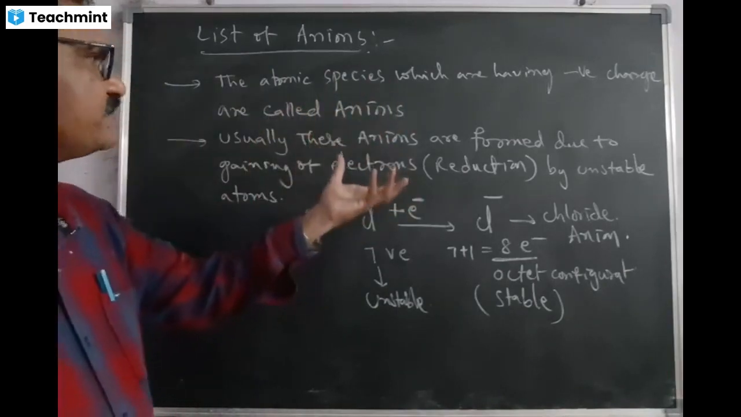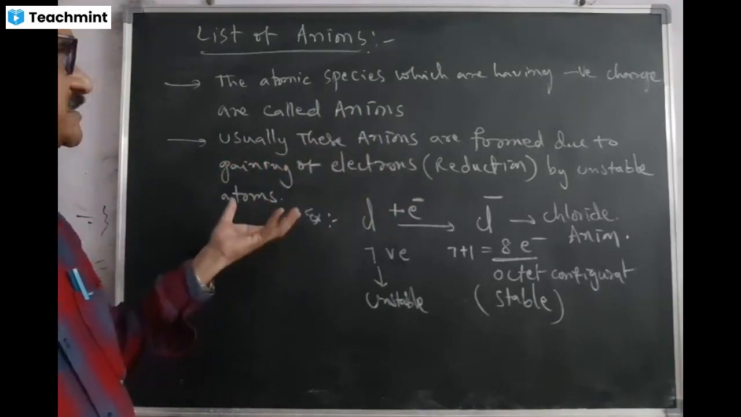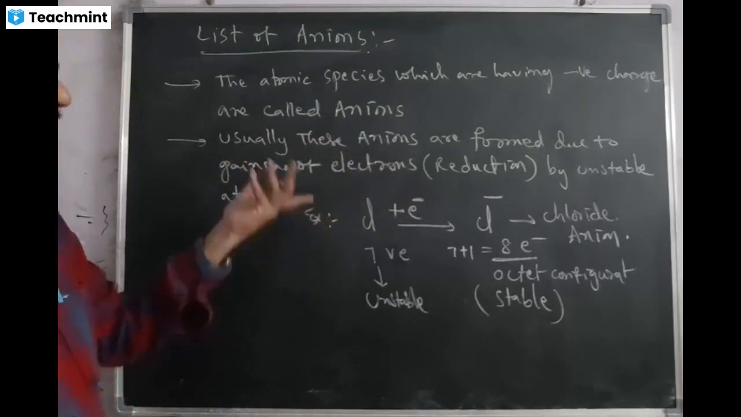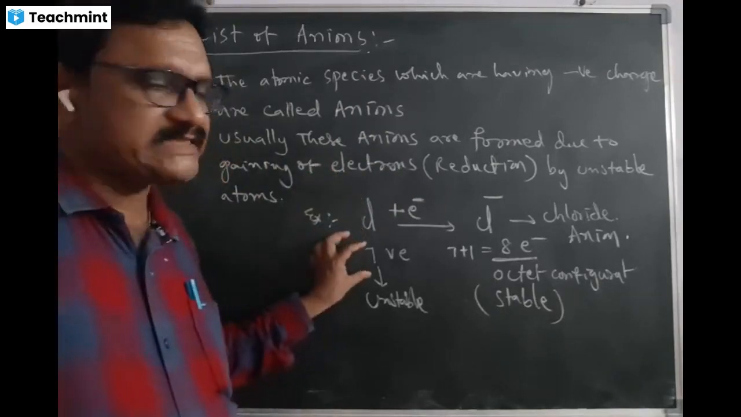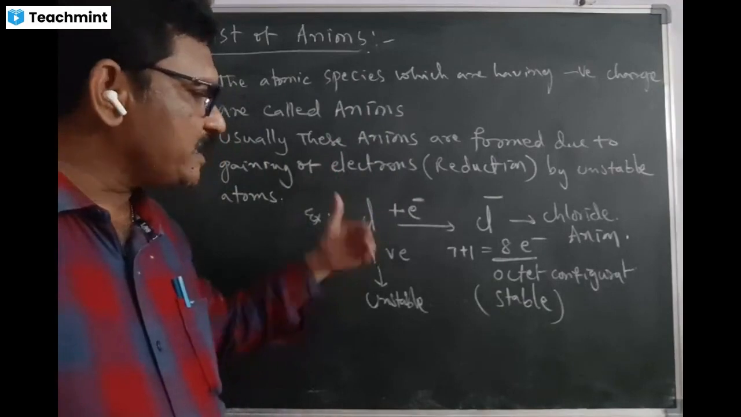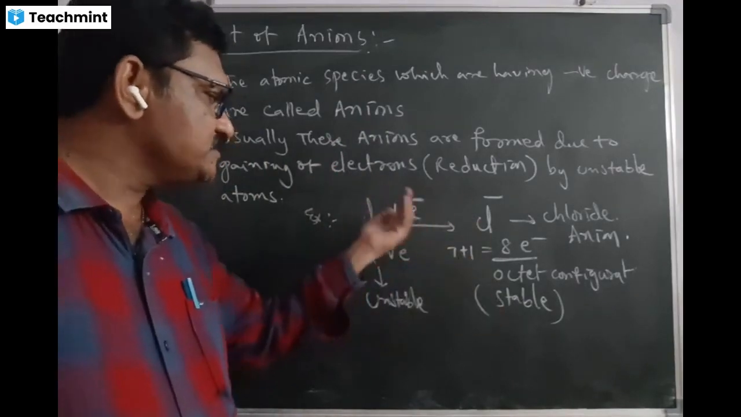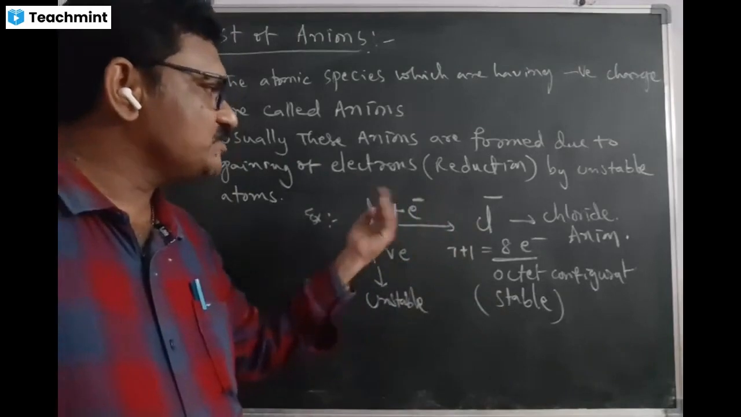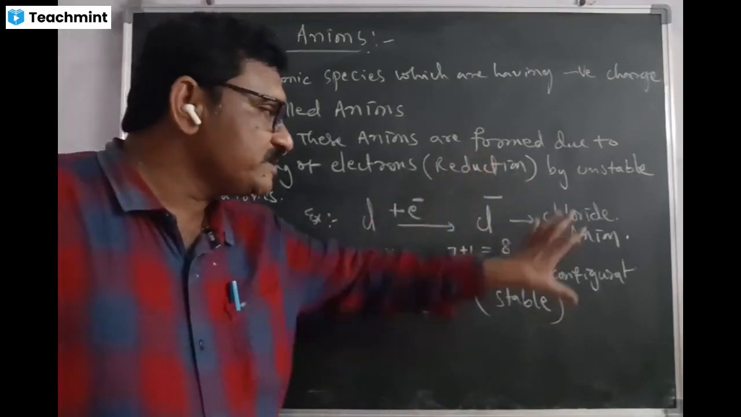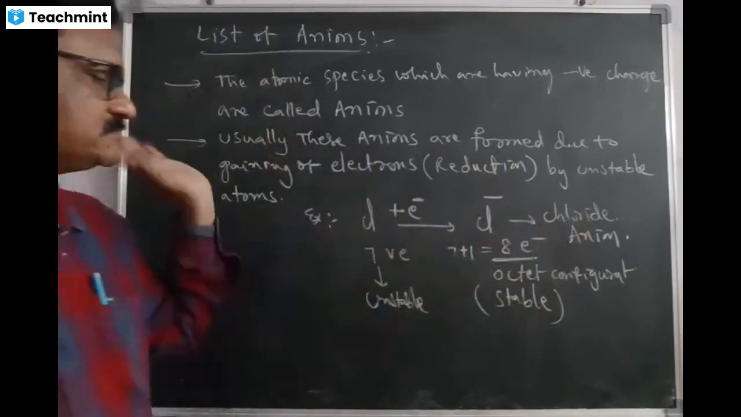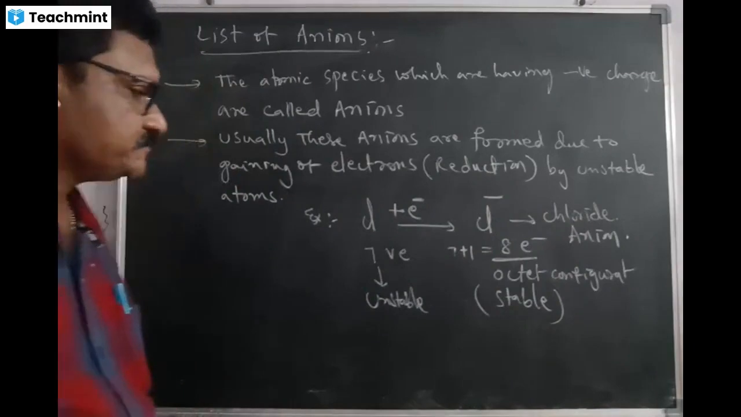Anions are generated or formed due to gaining of electrons by unstable atoms in chemical reactions, in chemical bonding. So here chlorine is having only 7 valence electrons, but it is unstable. To attain octet configuration, to become stable, it has to take 1 electron from the source and it is converted into Cl minus. This is called chloride ion. So simply remember, chloride ion is stable than chlorine atom.